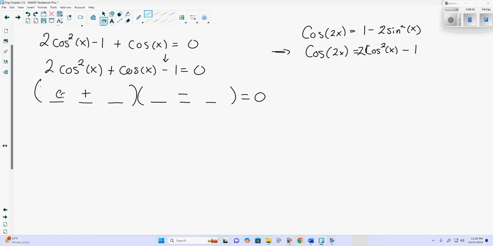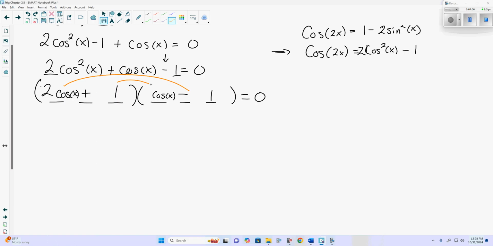Now our factors of cosine squared are going to be cosine and cosine. Our factors of 2 are going to be 1 and 2, and we just need to place the 2 in one of our 2 spots. Factors of the third term is 1, so we have 1 and 1. Now we do need to check and make sure we have the correct middle term.